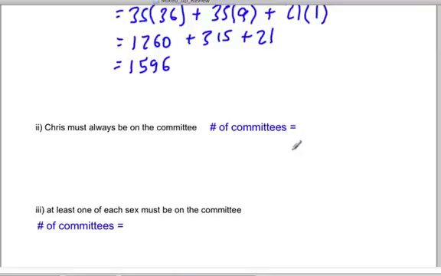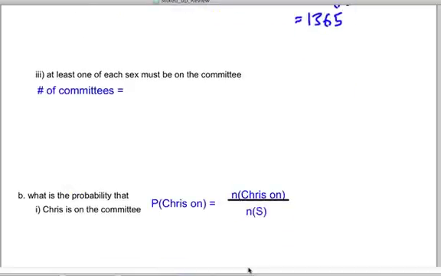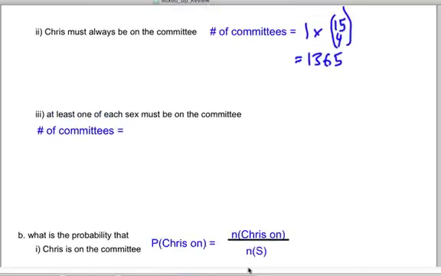Now, next question is Chris has to be on the committee, and so there is one way to choose Chris to be on the committee, and then of the 15 remaining people, you're going to pick 4. So this is going to be the combination of 15 choose 4, which is equal to 1,365. Next question.